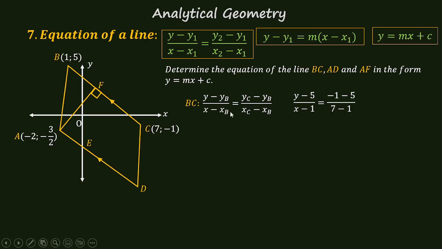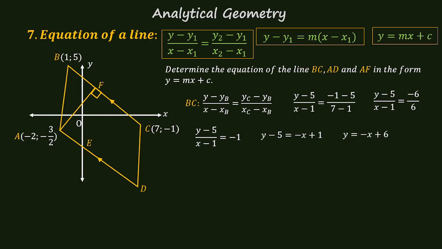So I have that, and then I substituted the right values. So the y value at B, which is 5, the x value at B, which is 1. So I'll have y minus 5, x minus 1. And then I'll do the same, the y at C minus the y at B, and the x at C minus the x at B. Then all I have to do is simplify this to arrive at y equals minus x plus 6.